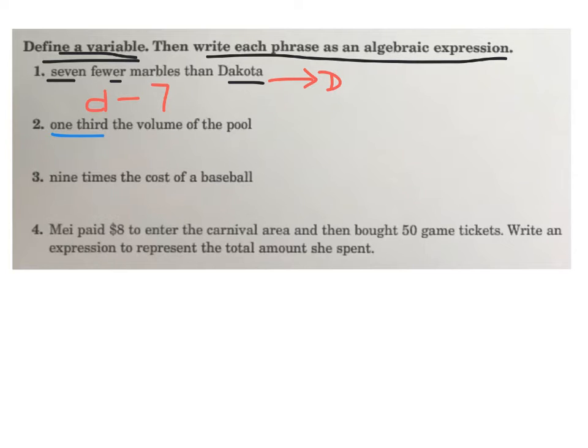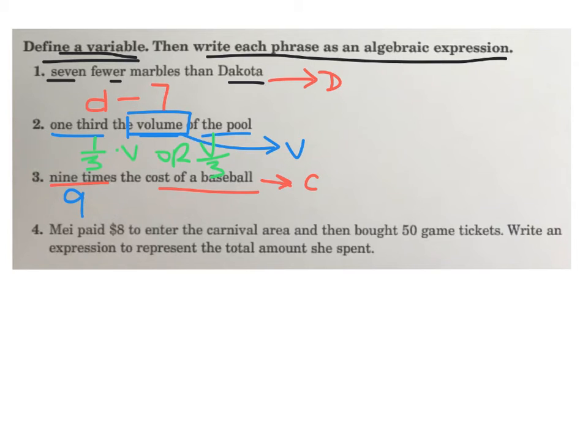Next statement, 1/3 the volume of the pool. I don't know the volume, so I'm going to use the letter V. And my expression would be 1/3 times V, or I could do V divided by 3. The next problem says 9 times the cost of a baseball. I don't know the cost of the baseball, so once again I'm going to use the letter C. I know that 9 is 9. Times would mean multiplication, so 9 times C.